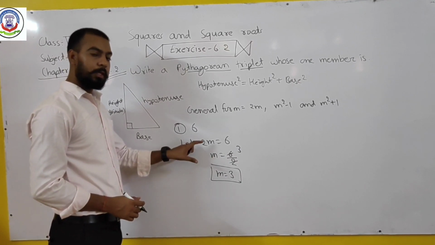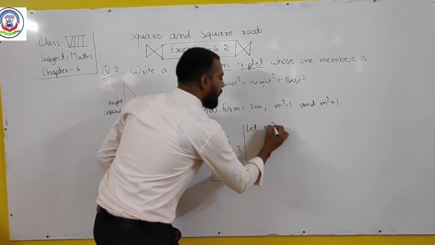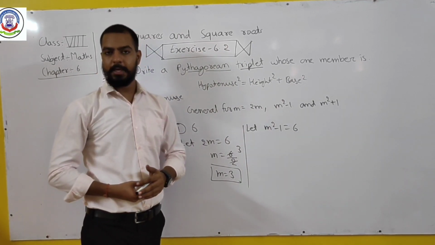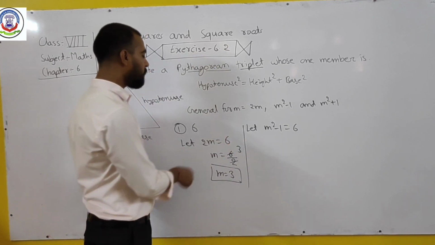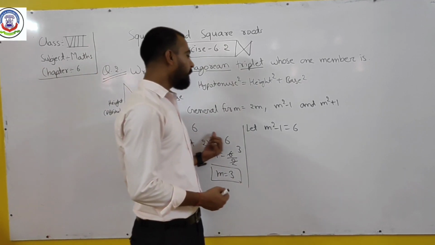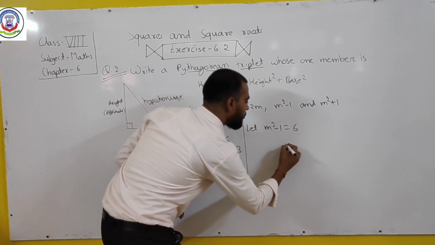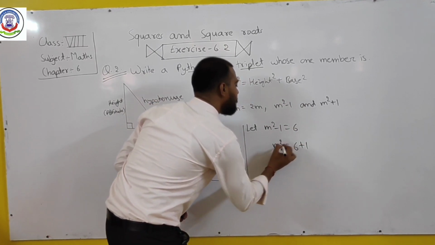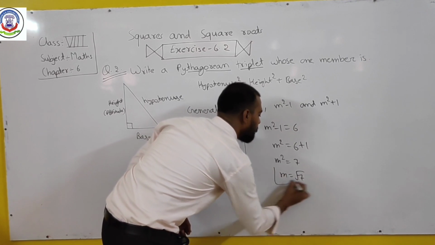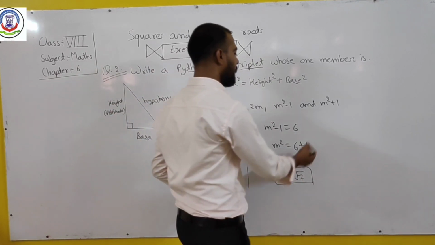Okay, according to this. But what if we assume that m square minus 1 is equal to 6? That means if we assume this 6 to be the second member, then what will the solution be? Earlier we assumed the first member, so the value of m was 3. If we assume it is the second member, then transferring the minus 1 to the other side it becomes plus 1, and this is m square is equal to 7, that means m will be √7. If m square is 7, then taking the square root, m will be √7.